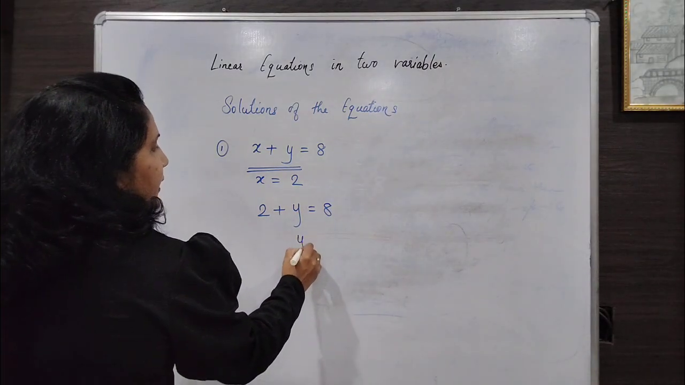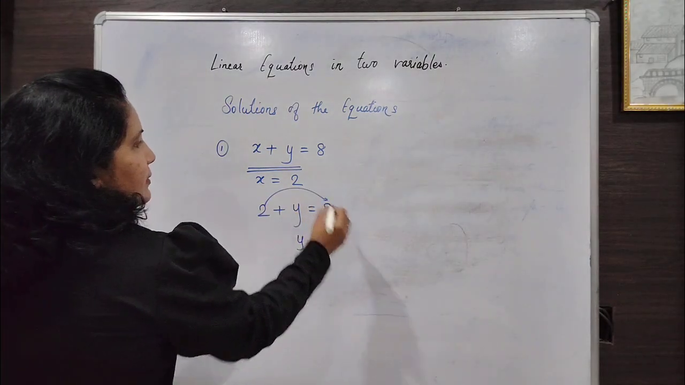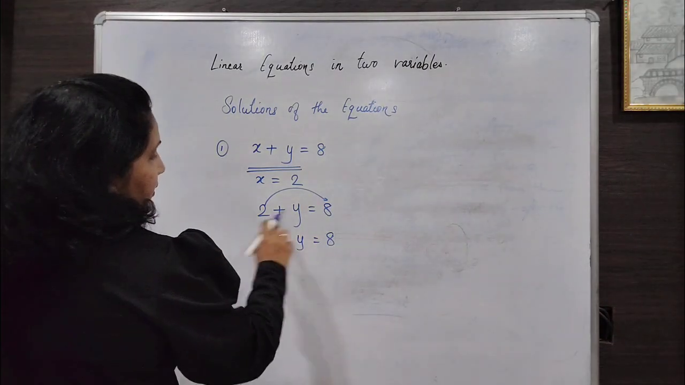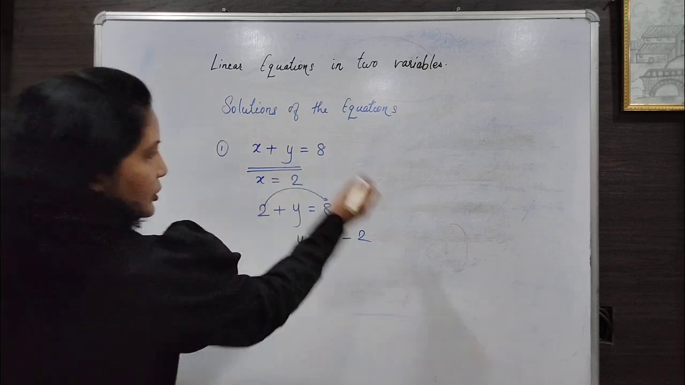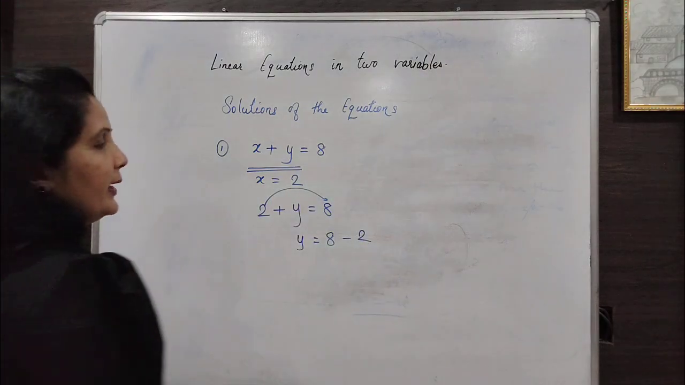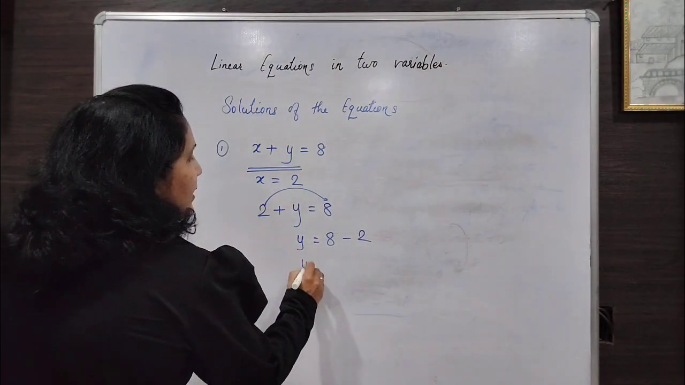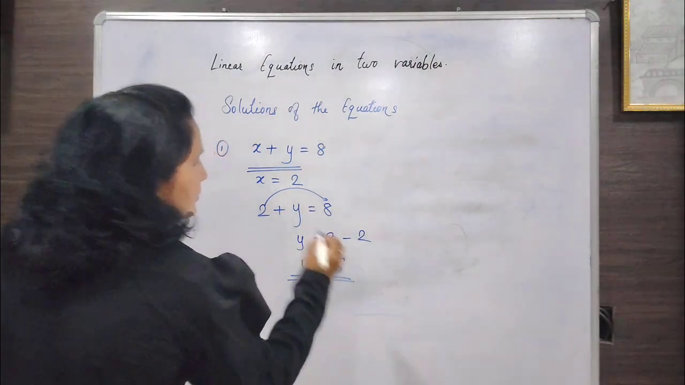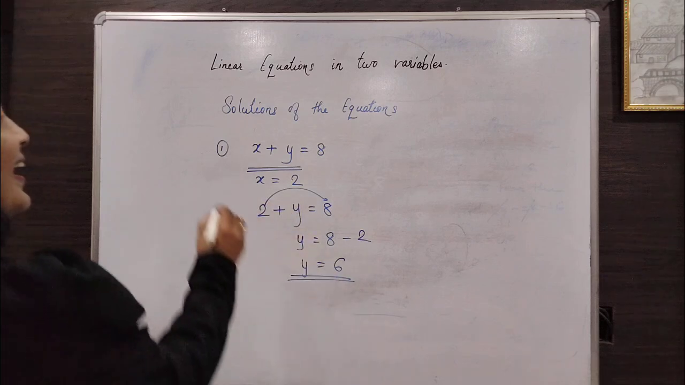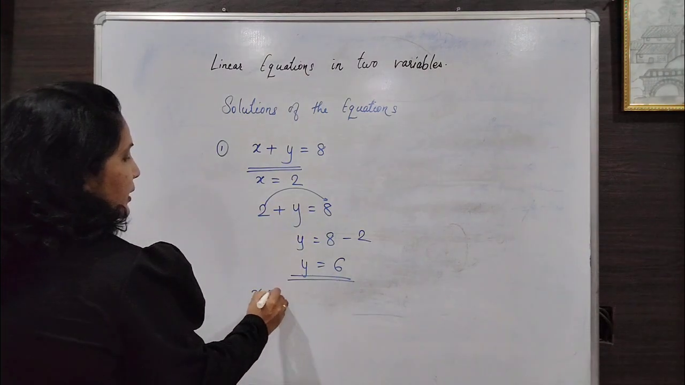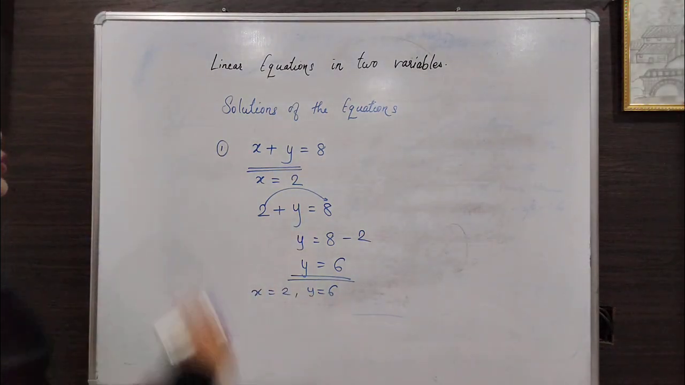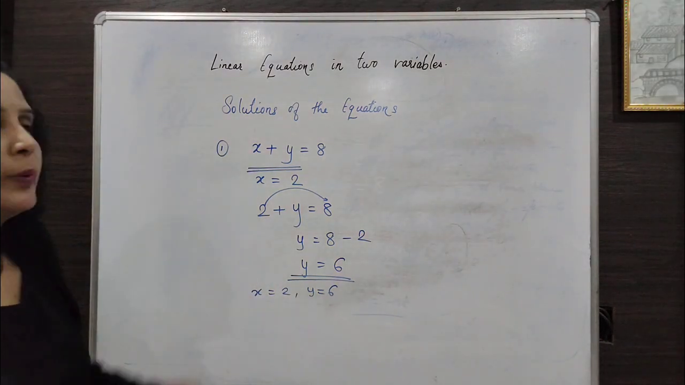Now, y is equal to... this is the constant term which goes to that side and gets subtracted. So 8, after 2 goes to that side, it will be minus 2. So y is equal to 8 minus 2, which is nothing but 6. So when x is equal to 2, y is equal to 6 is the solution of the given equation.